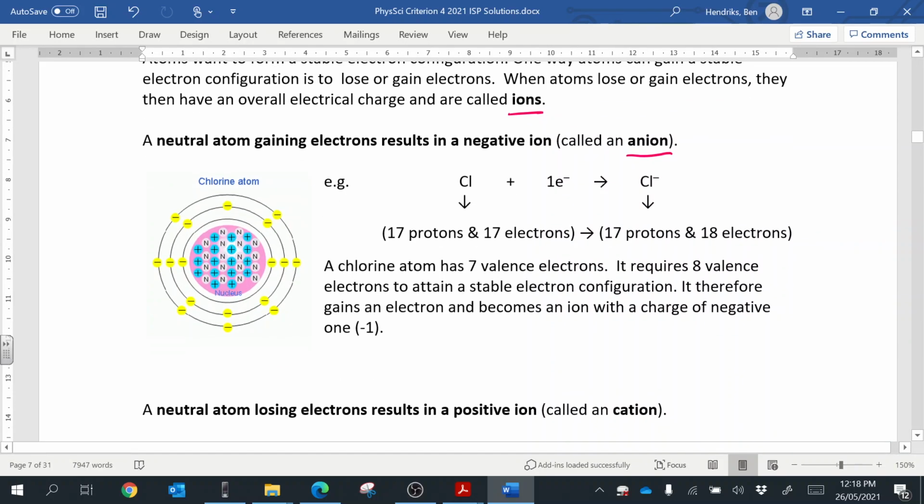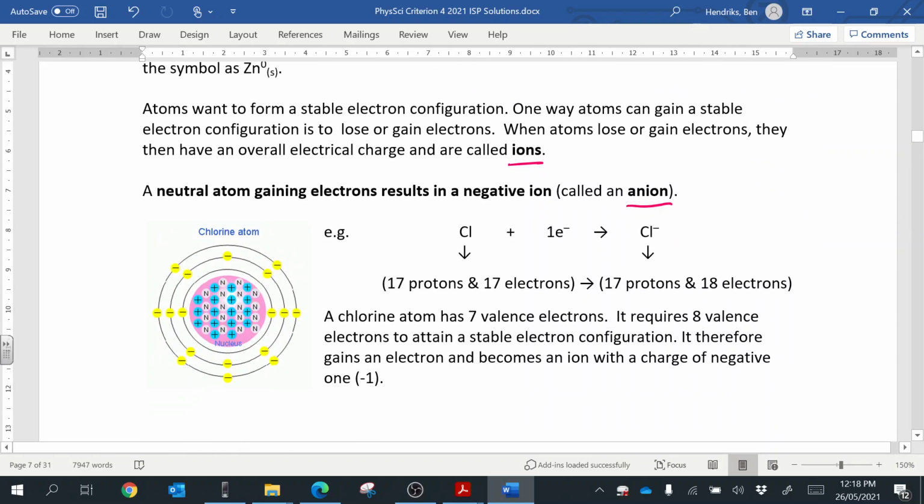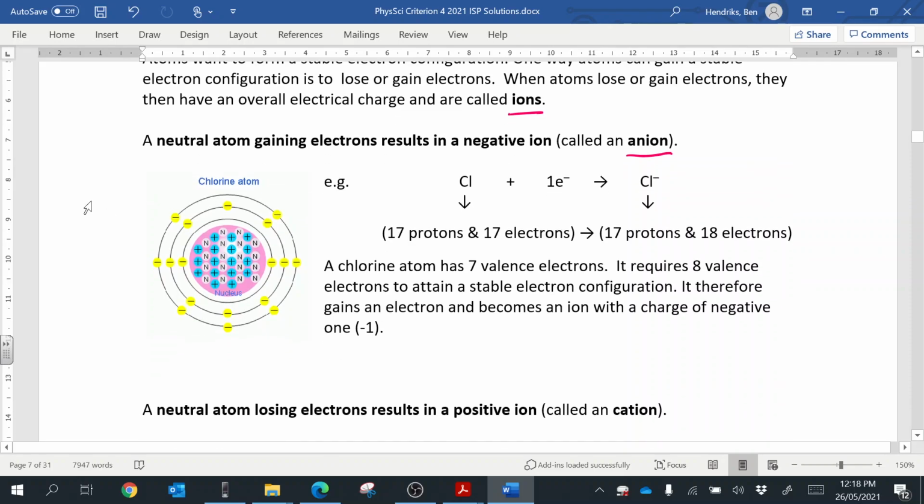For example, if we have a chlorine atom and we add an electron, we get a Cl-, so a Cl- ion, which means we had 17 protons and 17 electrons to start off with. Then we had 17 protons and 18 electrons, so it becomes a negative charge, and we put the little negative charge to the power. It's like saying -1.